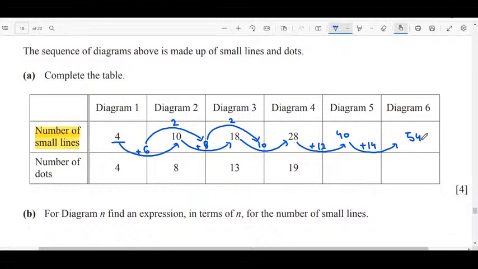There's no point in counting the lines and doing it. That method would not work for the final diagram. Always try understanding the pattern. Let's look at the next one.